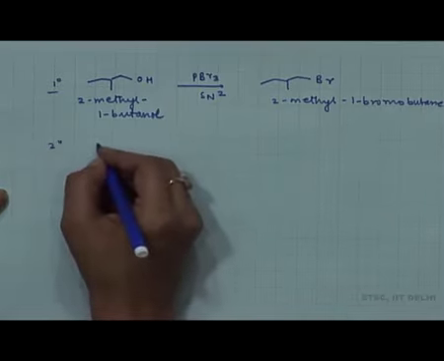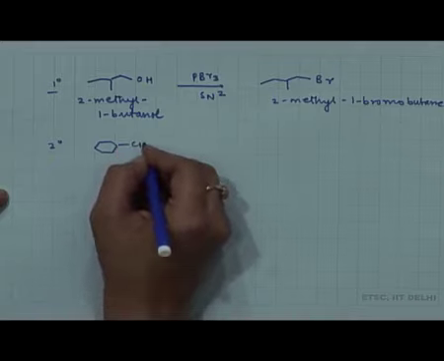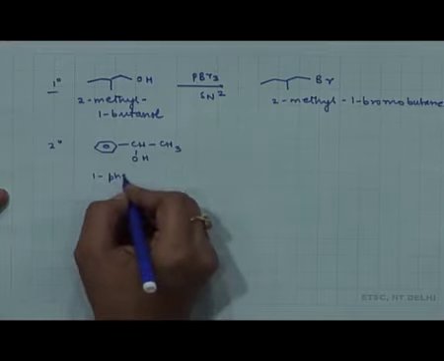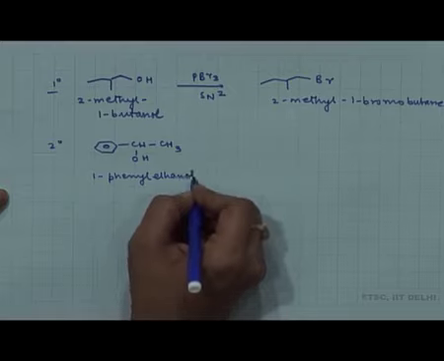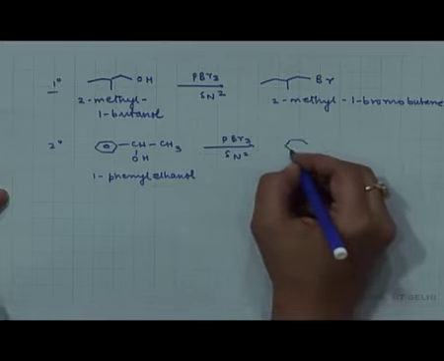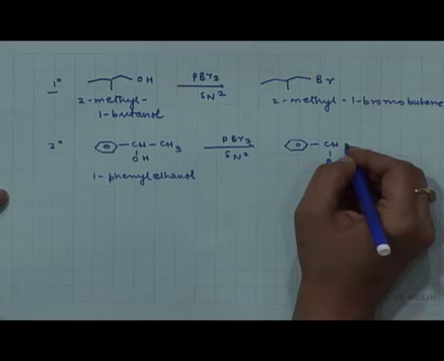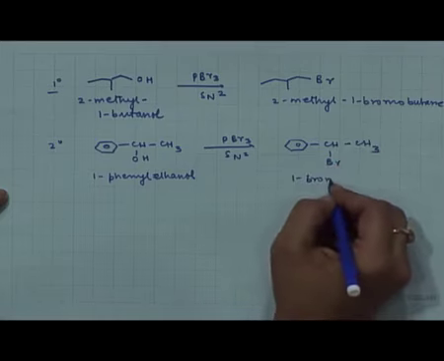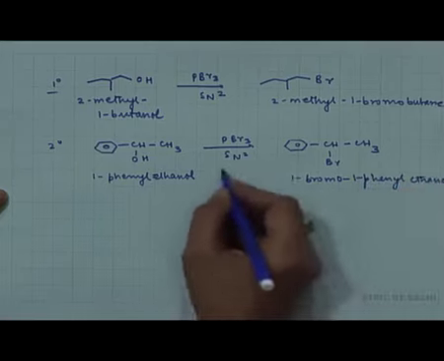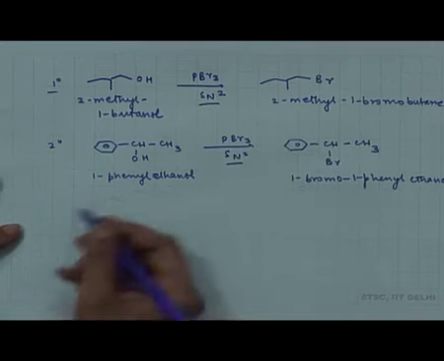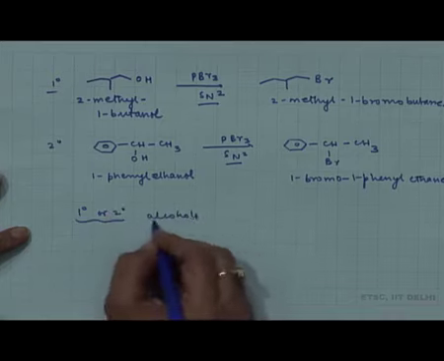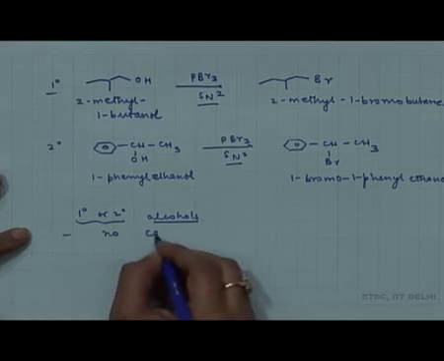If you start with a 2 degree alcohol, which is 1-phenylethanol, under the same conditions, bromination with PBr3, you will end up getting the complementary brominated product, which is 1-bromo-1-phenylethane, and since these are going by SN2 pathway, okay, so 1 degree or 2 degree alcohols easily undergo this bromination, and in this there is no carbocation formation.